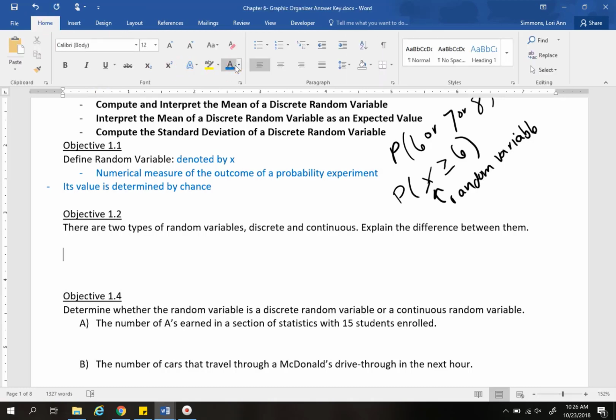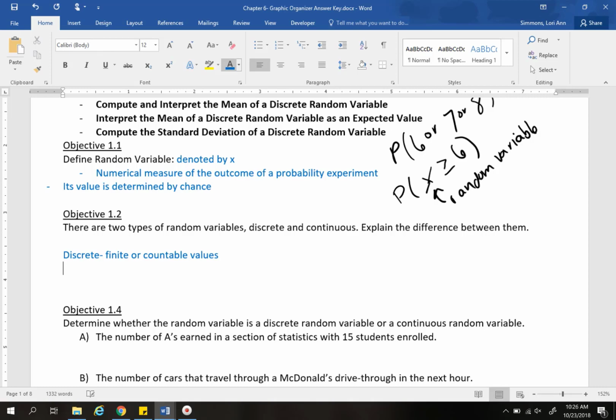So again, there are two types of random variables, discrete and continuous. And we need to describe the difference. Discrete, again, is finite or countable values. And then continuous is infinitely many values.